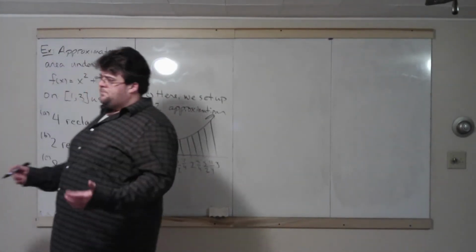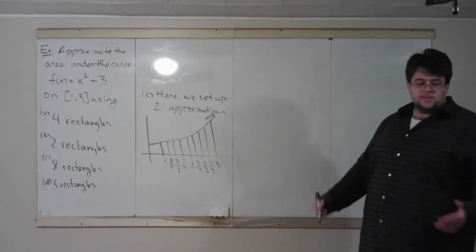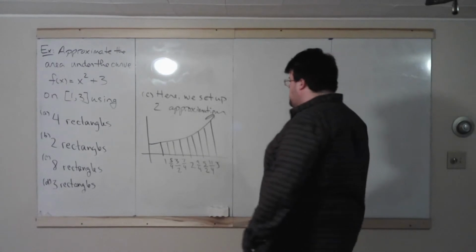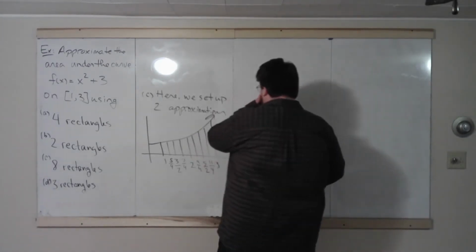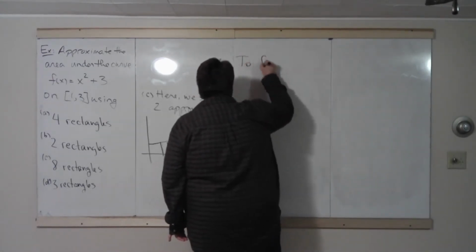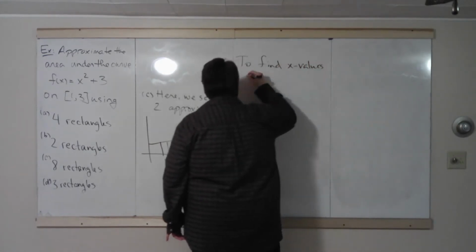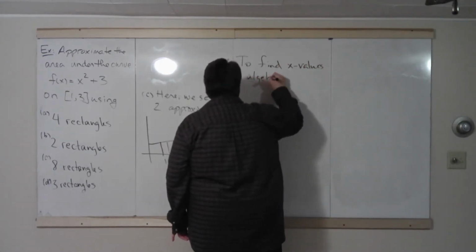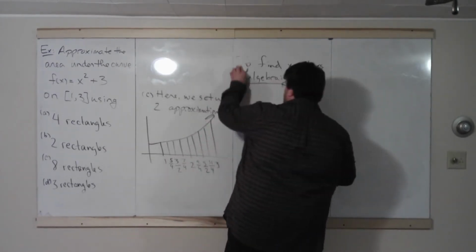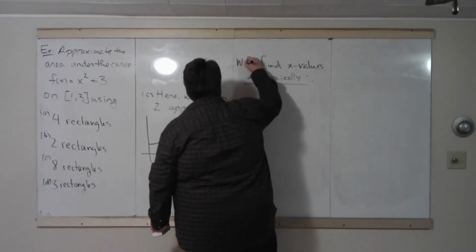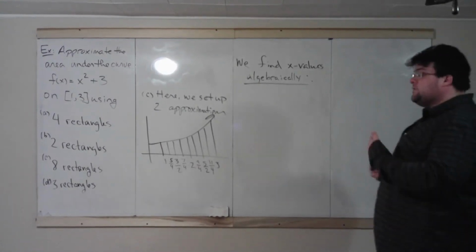Now, the numbers won't always work out that nicely where you can divide them in 2 and just take half of things. So, where do these x values actually come from? So let's do that here. We find the x values algebraically. How do we do that in this case for part C?